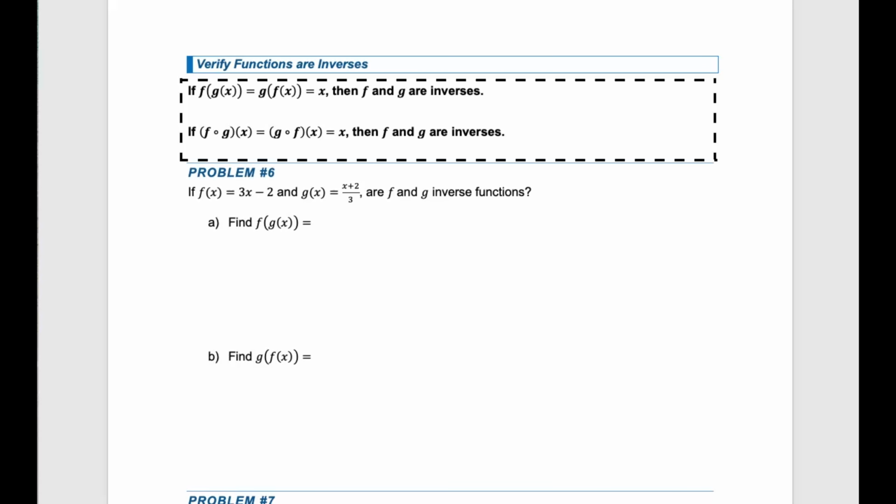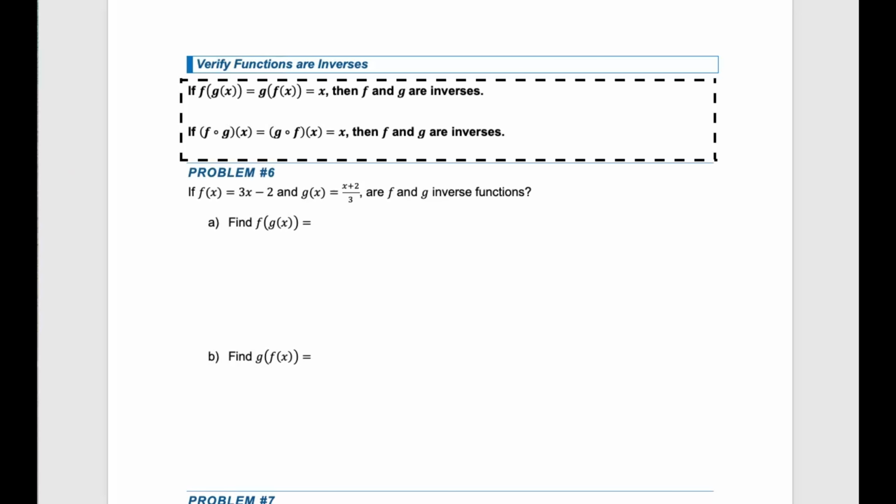So if f composed with g of x equals g composed with f of x, and that equals x, then we can say that f and g are inverses. And we can also see it in the box here, written both ways, where we have f of g of x equals g of f of x equals x. So we need to do a composition of functions, like we talked about earlier in this module.